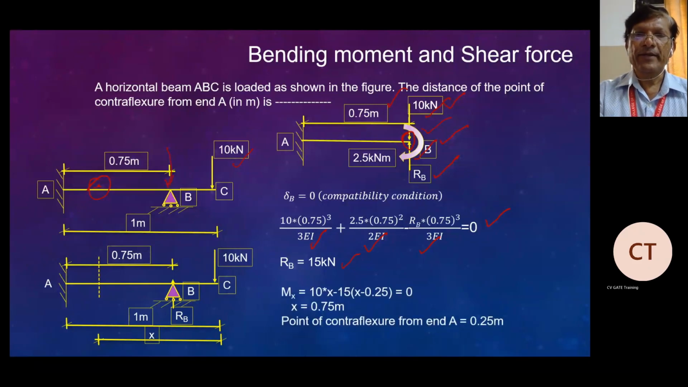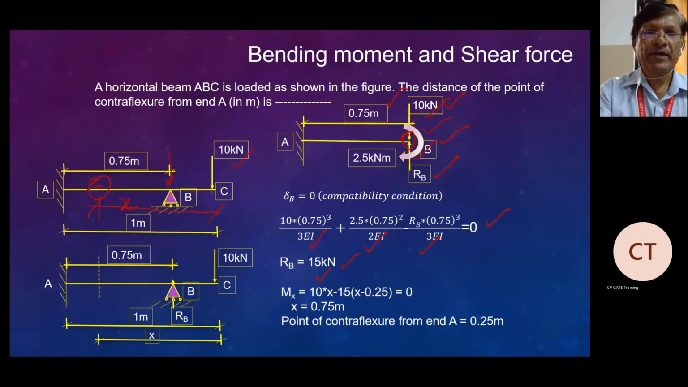Once you know RB, we need to calculate where the bending moment is 0 in this beam. So you can take 10 into x. What is the distance? We don't know that distance, x is equal to. At a distance x it will be there. What is shown here is the distance from here, total from here to here. So that is the distance x. So 10 into x it will be there.